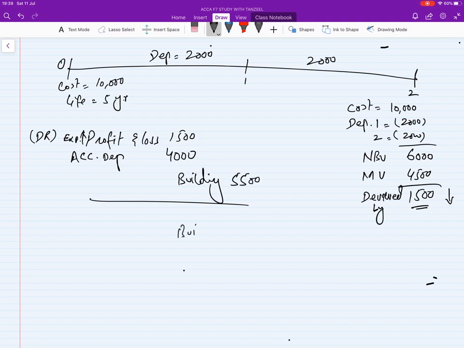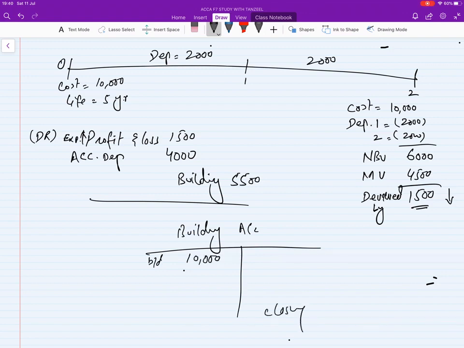So if I can show you the building account, T account, the brought down was 10,000. Okay, now the closing should be the market value, which is 4,500. The closing balance is 4,500, which is equivalent to the market value. The difference is 5,500, and we are taking this difference here.